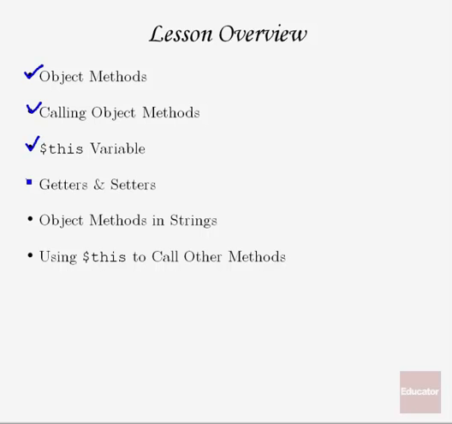We're going to briefly talk about what are known as getter and setter methods. And then we're going to finish up by talking about how to output the results of object methods within double quoted strings, and how to use this variable we're going to learn about to call one object method from within another object method.